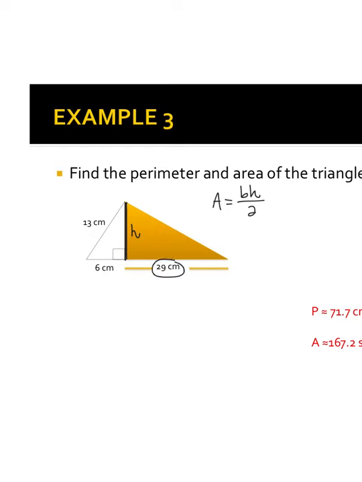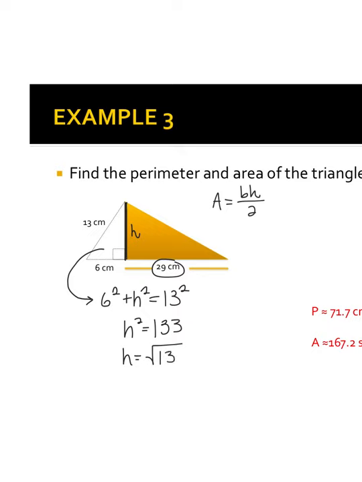I don't have the height. How will I find the height? I'm going to use this information that they gave me with this triangle next to it, and I will find the height by doing Pythagorean theorem. So I get 6 squared plus h squared equals 13 squared. H squared is going to end up equaling, all in all, 133. So the height of this triangle is the square root of 133.